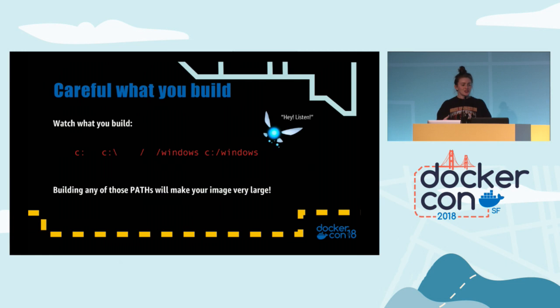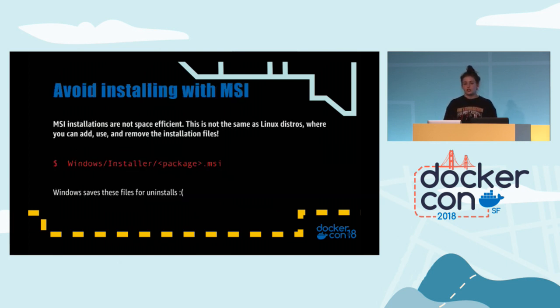Windows, not quite like Linux, though, so you have to be careful what you build. There's a couple directories that you want to avoid. Building any of those paths will make your image extremely large. You also want to avoid installing things with MSI. MSI installations are not particularly space efficient. It's not the same as a Linux distro where you can add, use, and remove the installation file all in the same command. With MSI, it will save a file for uninstall.